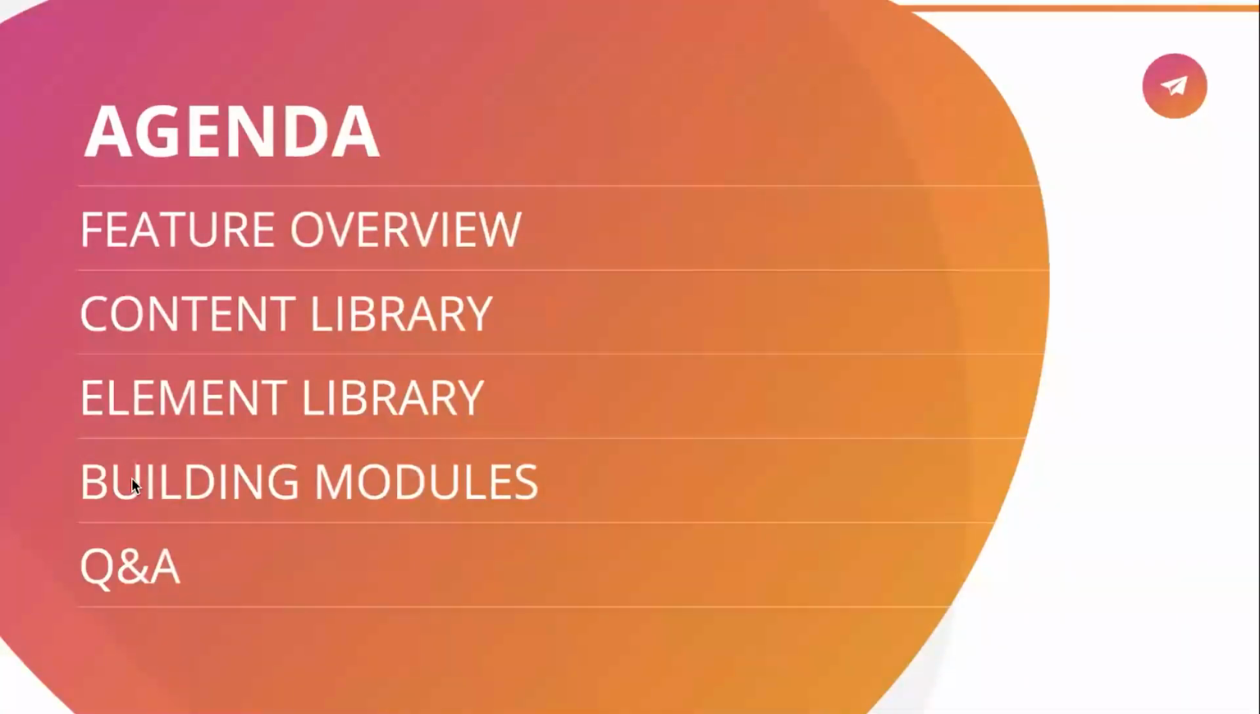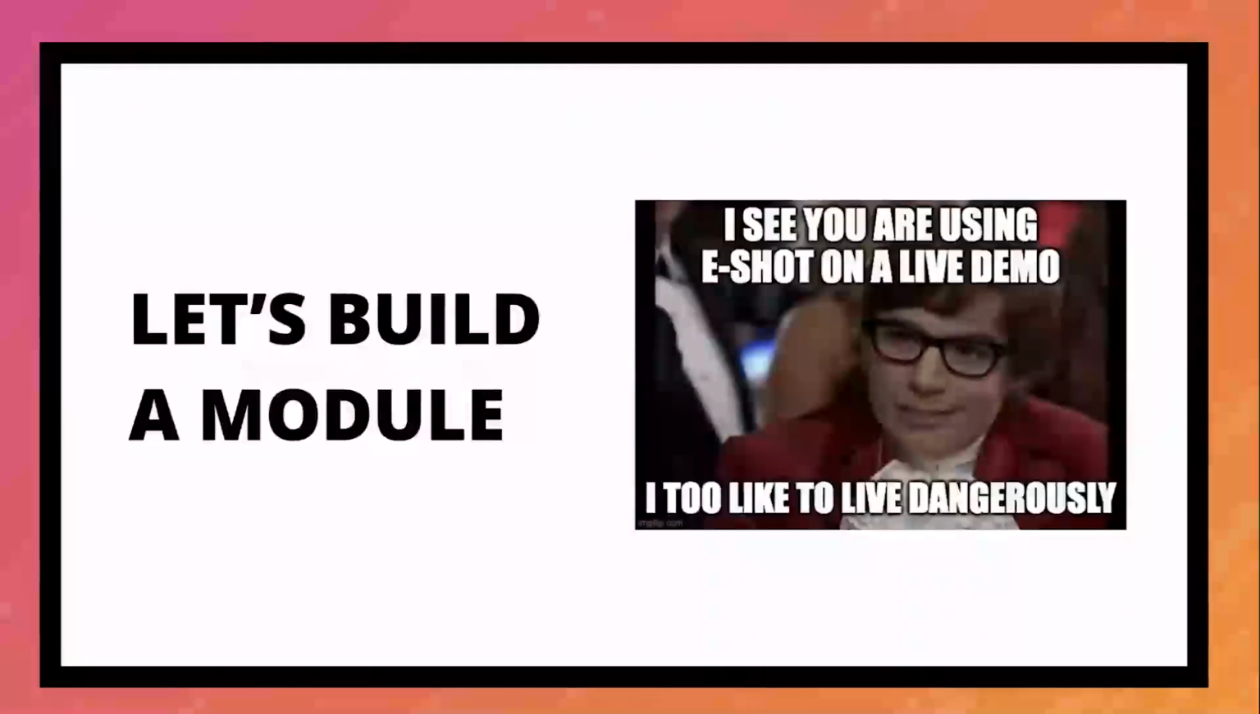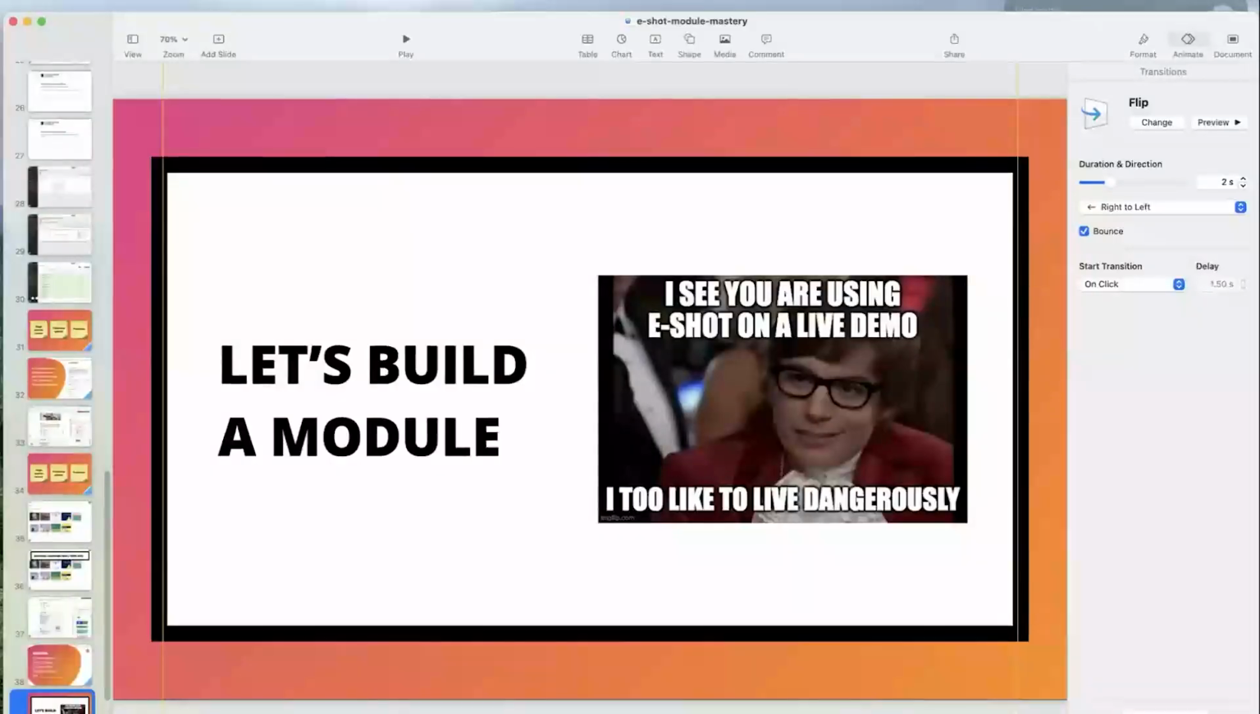So this is where it gets fun. I like to live dangerously, and it's really, really difficult to record a bit of eShot when you're doing some of the more complex things within the platform. So what we're going to do now is flip to the actual eShot UI, and I'm going to try to show you how to build a module. So bear with me a second.